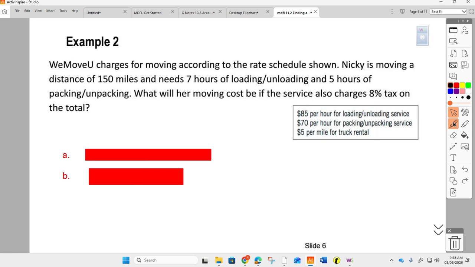Well, they tell us the price per hour for loading and unloading, so let's see how many hours they need. We need 7 of those hours. $70 per hour for packing and unpacking, and here they tell us she needs 5 hours of that, so it's 5 times that hourly rate. They tell us it's $5 per mile for truck rental, and she needs 150 miles.